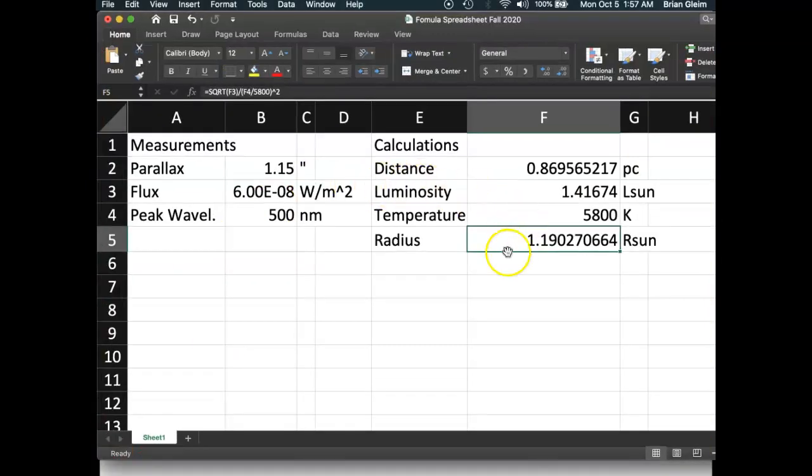So now we know three properties of this star. We know how bright it is, we know how hot it is, and we know how big it is, based on the three things that we can measure in our telescope.